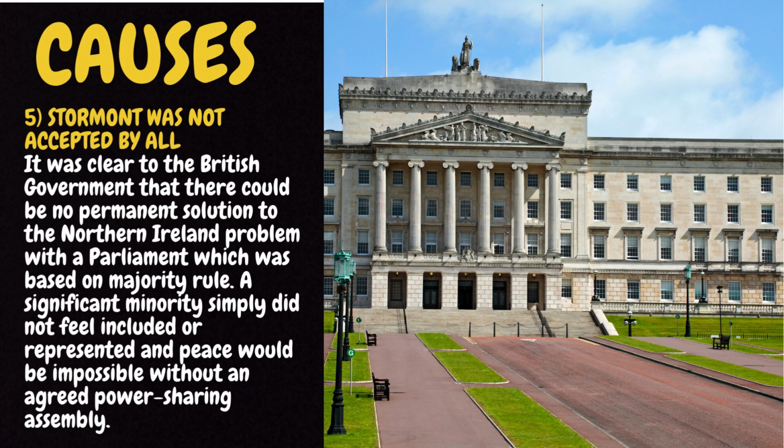And then you have Stormont simply not being acceptable to all. It was very clear to the British government that there could be no permanent solution to the Northern Ireland Troubles without having a look at power sharing, and that Stormont as a parliament was not accepted by the minority. It was based on majority rule, and you couldn't have any form of long-lasting acceptable power sharing with the present situation. So direct rule was the only option to try to work out a way forward for power sharing.